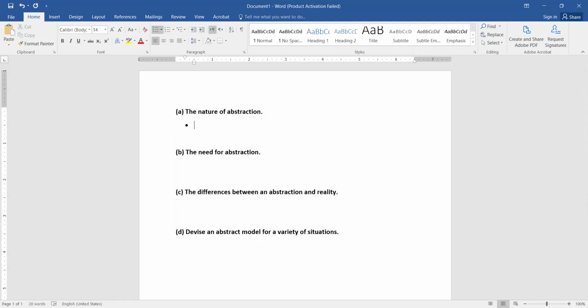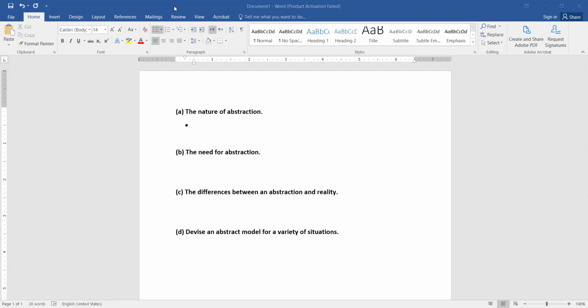Can you give me some pointers for this? Like, what is the nature of abstraction? Okay, so the nature of abstraction is to basically filter out the unnecessary details and focus on key points.